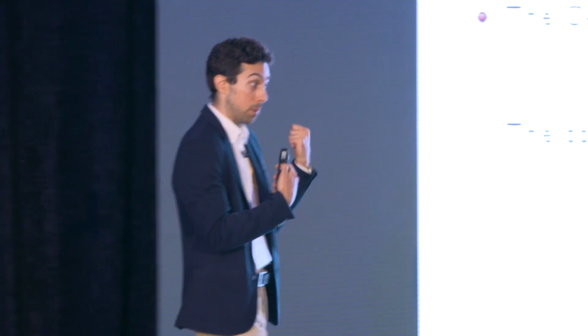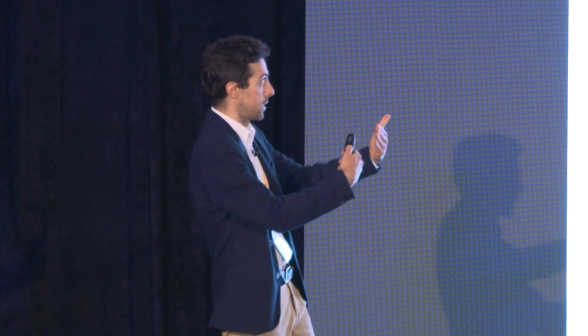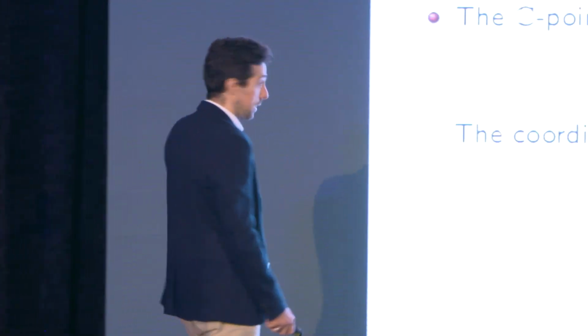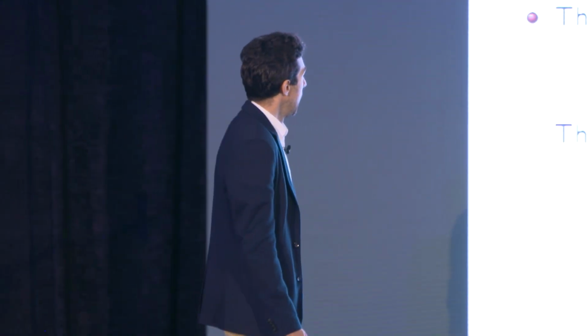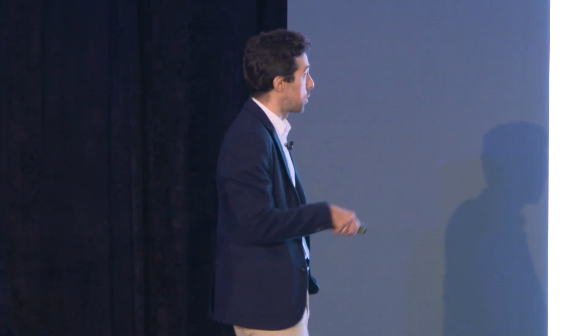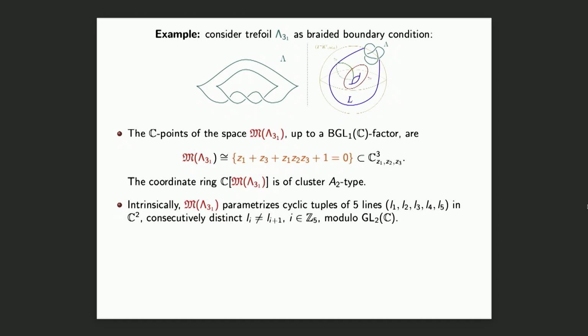So that's one way to guess, OK, I'm going to have 5 Lagrangian fillings for the trefoil. That's one thing the theorem is doing for you. It's giving very good guesses about how much you should expect. In this case, we know there's at least 5. Conjecture is there's exactly 5. And that space has another description for people who like more intrinsic ways of thinking about things. Instead of these coordinates, what this space is doing is parameterizing tuples of lines, L1, 2, 3, 4, 5, which are consecutively distinct modulo reparameterization.